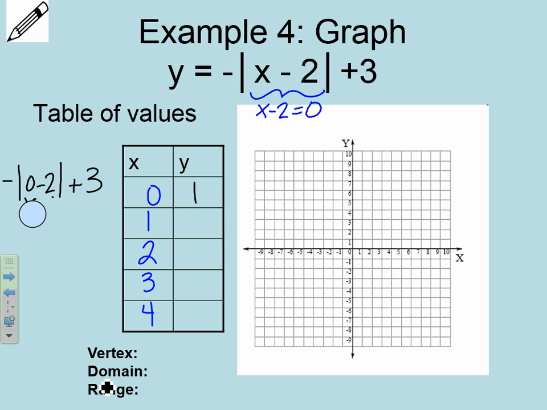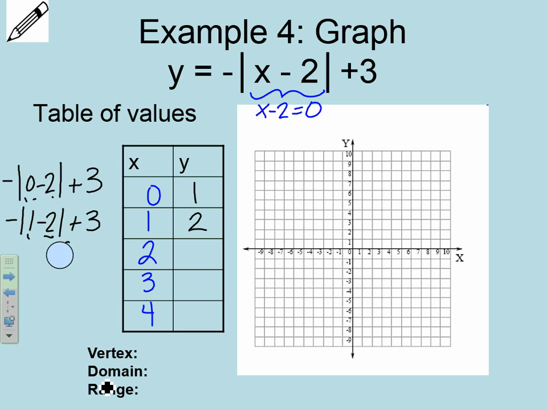Okay. Then I'm going to repeat the same thing, but now I'm going to plug in the 1. Negative sign, 1 subtract 2 plus 3. So 1 subtract 2 is -1. Put the absolute value on it, it becomes +1. Multiplied by the negative that's in front, or -1, plus 3 becomes 2.